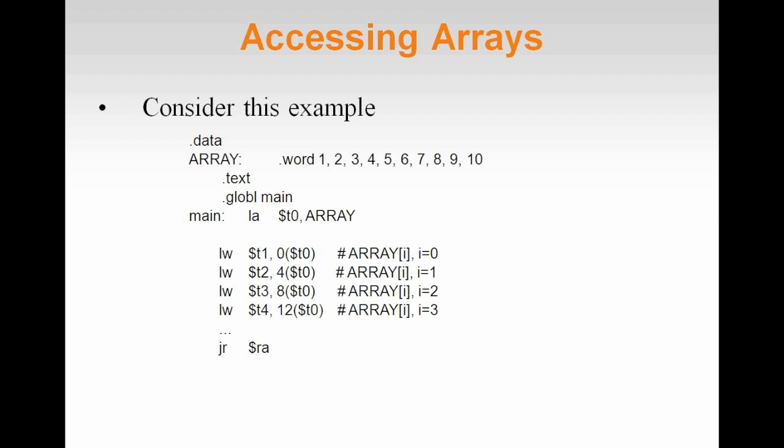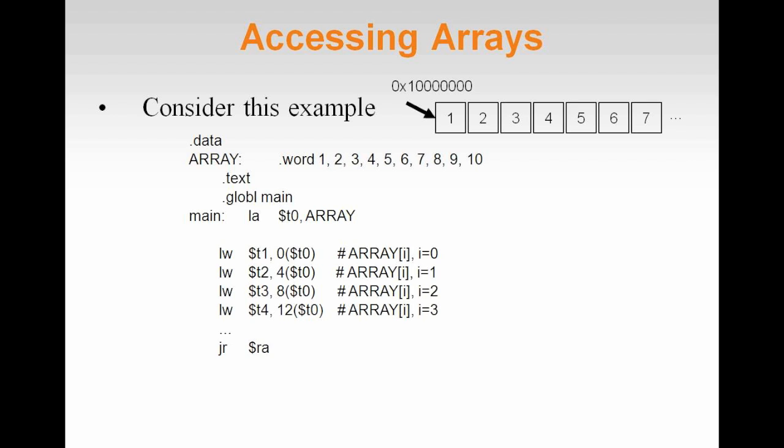So we start off by declaring an array of 10 words, with each word initialized with a value between 1 and 10. In the memory, this will appear as a contiguous region of words initialized to the corresponding values.